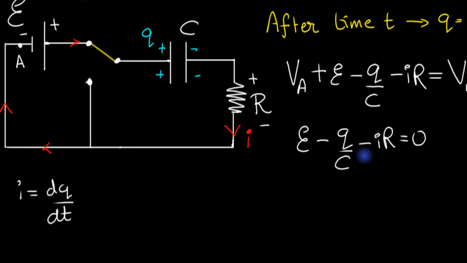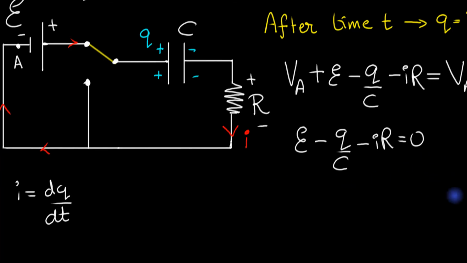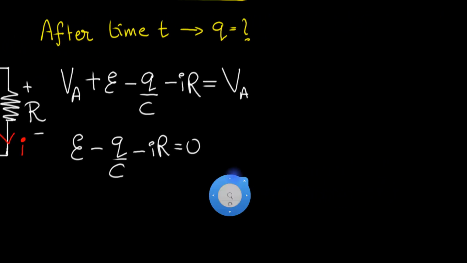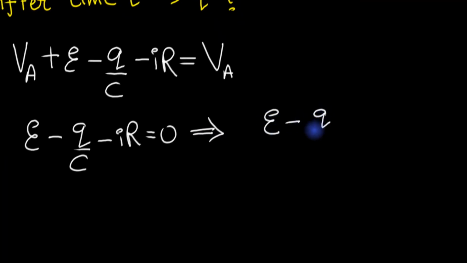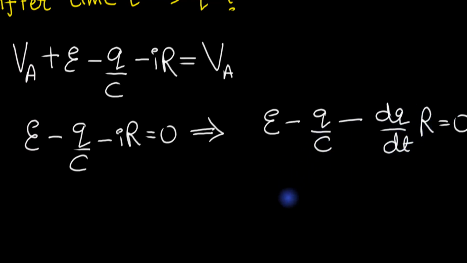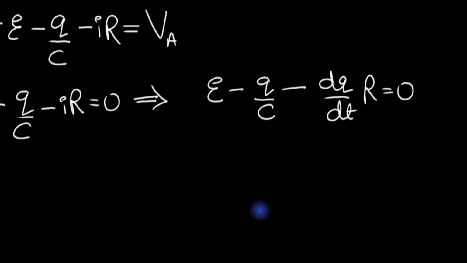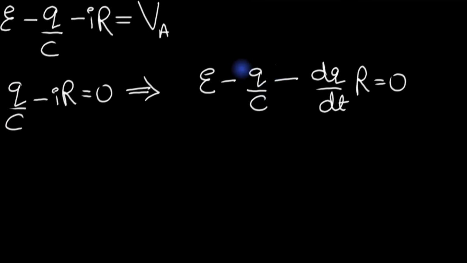And hence I can substitute that over here, and after substitution I'm going to write that equation a little bit towards the right over here. And after substitution I'm going to get E minus Q by C minus dQ by dt times R equal to 0. And this is a trivial differential equation. You may or may not have solved this before, but it's quite trivial. This is variable separable. Keep Q terms on one side, keep t terms on the other side.